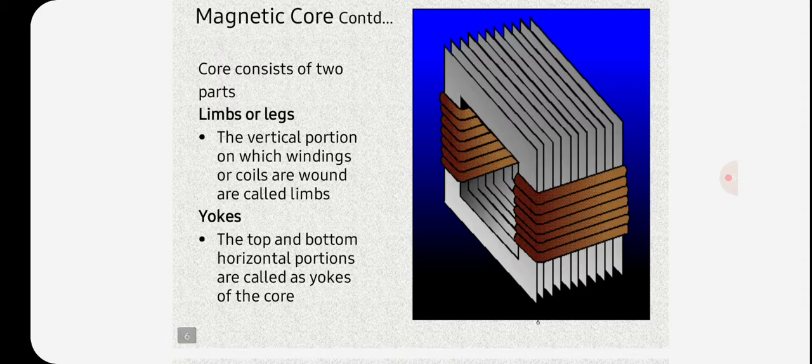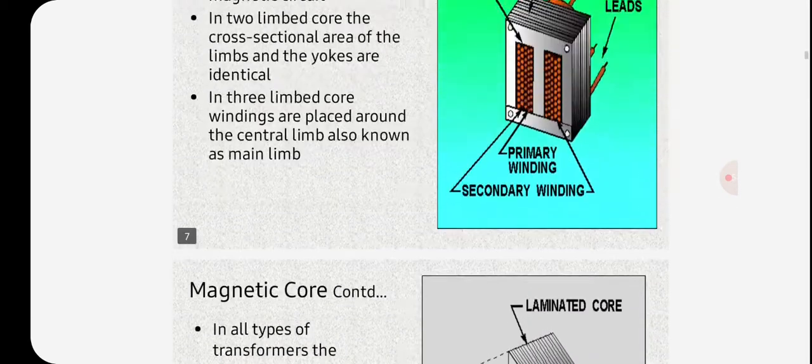The core is divided into two parts, namely yoke and limbs. Limbs are legs. The vertical portion of the core on which the winding is wound is known as the limb or leg. The top and bottom horizontal portions are called the yoke of the core. Yoke and limb together provide a closed path for the magnetic circuit.